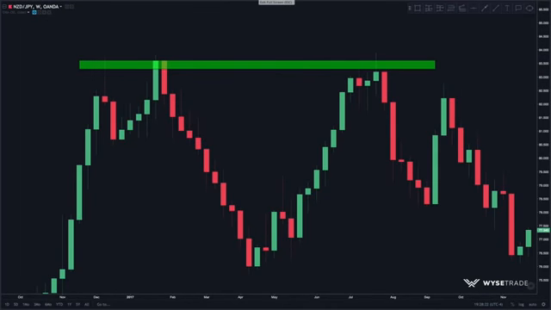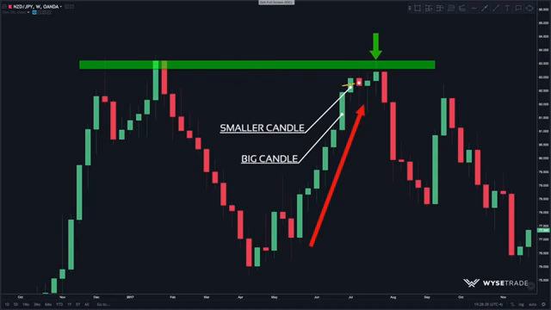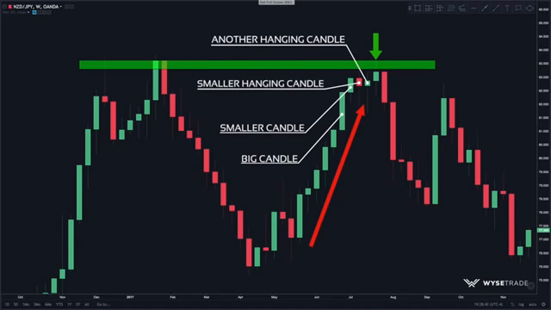Here's the Kiwi yen. As you can see, we have a double top here before price tanked down, making this a key level of resistance. Now, as price approaches this level of resistance again, look at how the candles start acting. We have a big candle followed by a smaller candle, followed by a smaller red hanging candle, another hanging candle, and then a candle where the wick is rejecting this level of resistance before dropping down, which was another great trade opportunity.